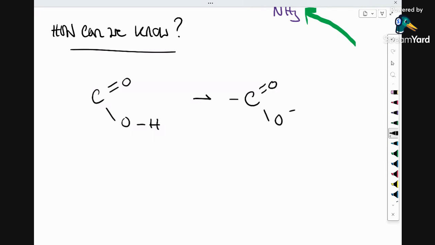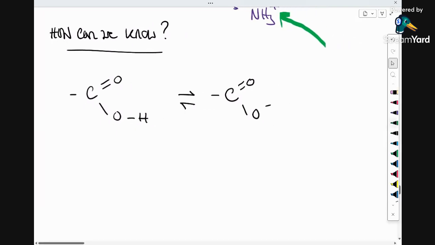Where the equilibrium between these two lies is determined by how strong the acid is or not. This is an acidic group, and if it's a strong acid, which it isn't, but just to make the point, strong acids completely dissociate in water.